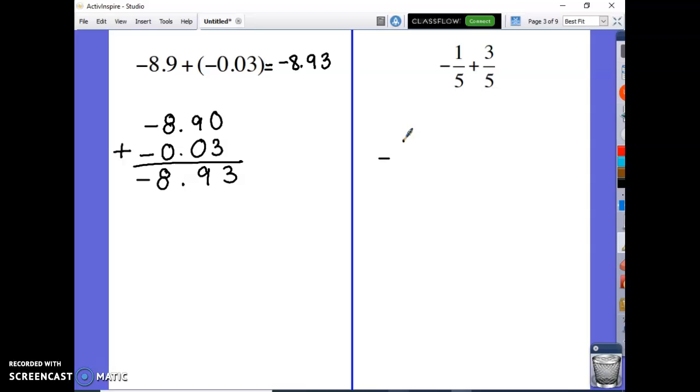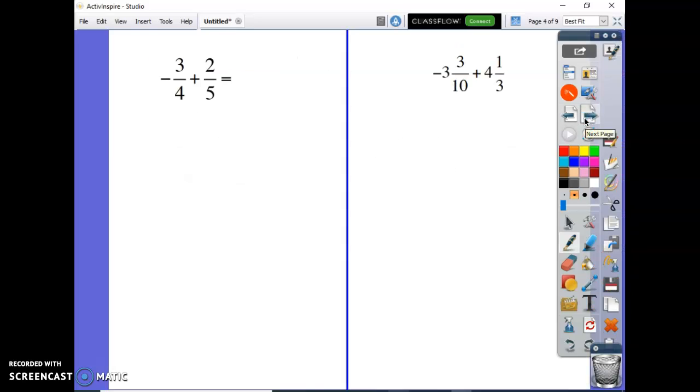I'm going to rewrite this, negative 1/5 plus 3/5. Subtract 3 minus 1 gets you 2 over 5. Keep the sign of the bigger number. Well, 3/5 is my bigger number, and that's a positive, so my answer is going to be positive. So the answer for this problem is positive 2/5.